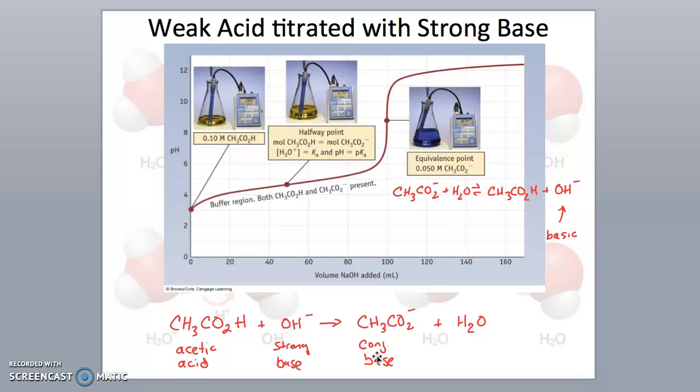So this can be kind of useful. If we can find the half equivalence point, we can read the pH off the scale, which is the pKa, and we could use that value to determine the Ka for that acid.